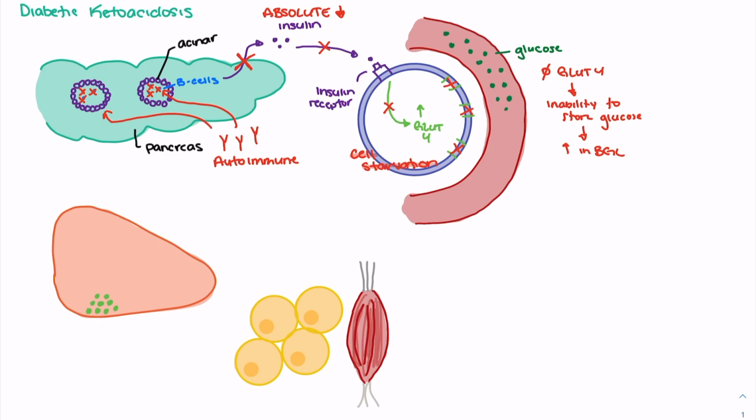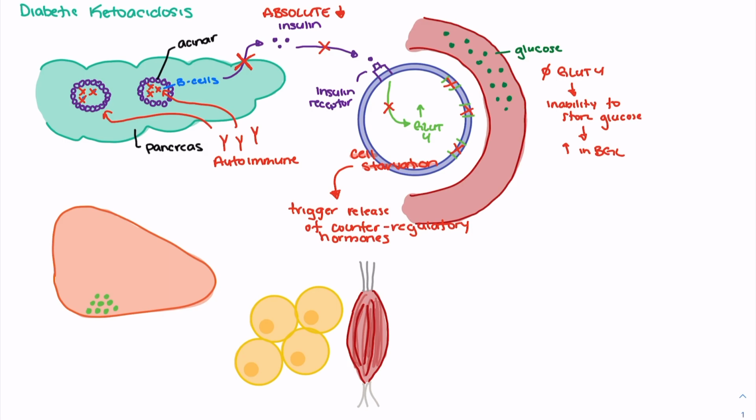One is that cell starvation is going to lead to the release of counter-regulatory hormones. So if the cells believe that they're not getting enough glucose for metabolism, they start to trigger the release of counter-regulatory hormones. This includes things like glucagon, cortisol, epinephrine, and growth hormone. And these hormones are the hormones that are going to lead to an increase in blood glucose levels.